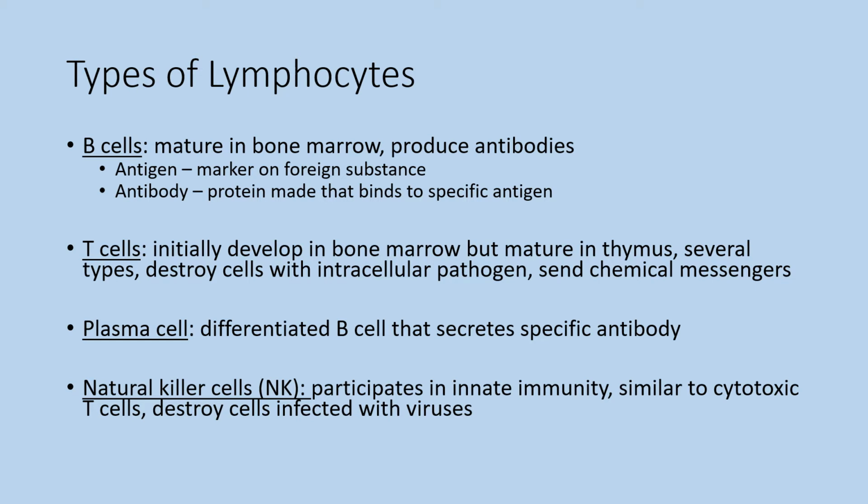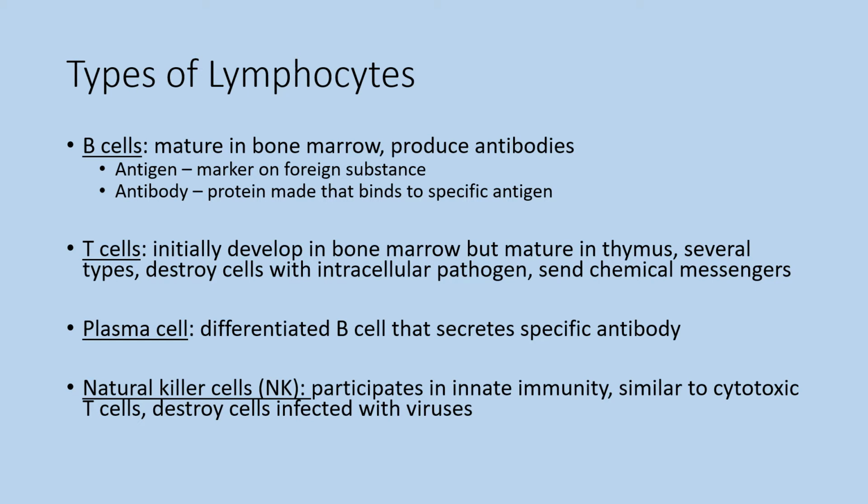T cells, like I say, they initially develop in the bone marrow, but then they're going to move and they will mature in the thymus. There's several different types of T cells. There's helper T cells, regulatory T cells, cytotoxic T cells. So there's several different types, but all of them will mature in the thymus. They tend to destroy cells that have a pathogen in them, like a virus. They also are involved with sending chemical messengers, so they can activate other cells.